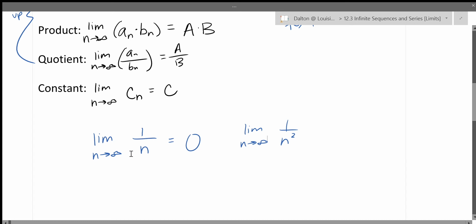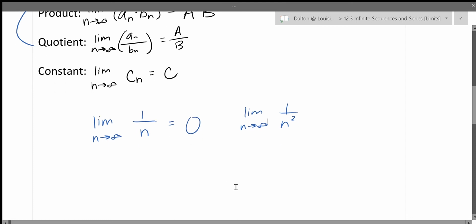So let me back up. This first expression, 1 over n, we said, okay, my first term would be 1 over 1. My second one would be 1 over 2, 1 over 3, 1 over 4. And you told me earlier, this ends up being like 1 over infinity, which is going to eventually get to 0. Well, what happens if we square n?